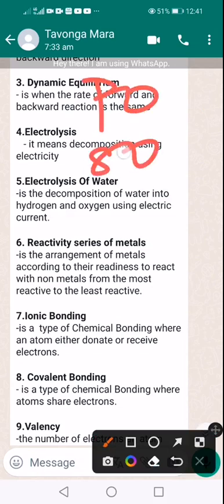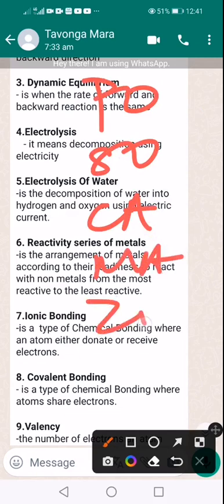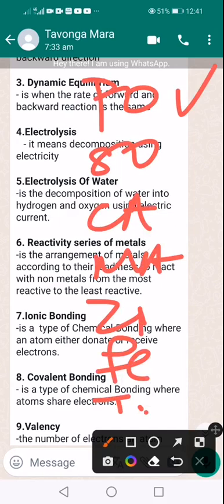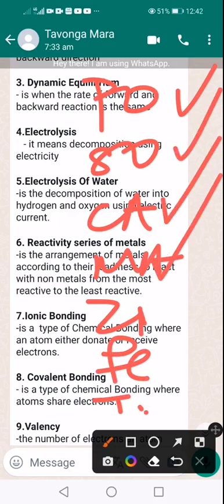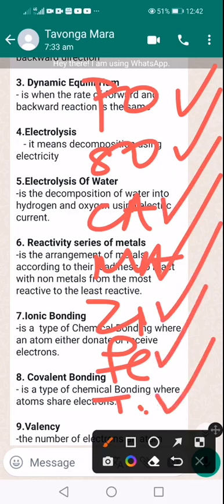Potassium, sodium, calcium, magnesium, zinc, iron, tin. Which means potassium first is the most reactive, followed by sodium, followed by calcium, followed by magnesium, followed by zinc, followed by iron, followed by tin.